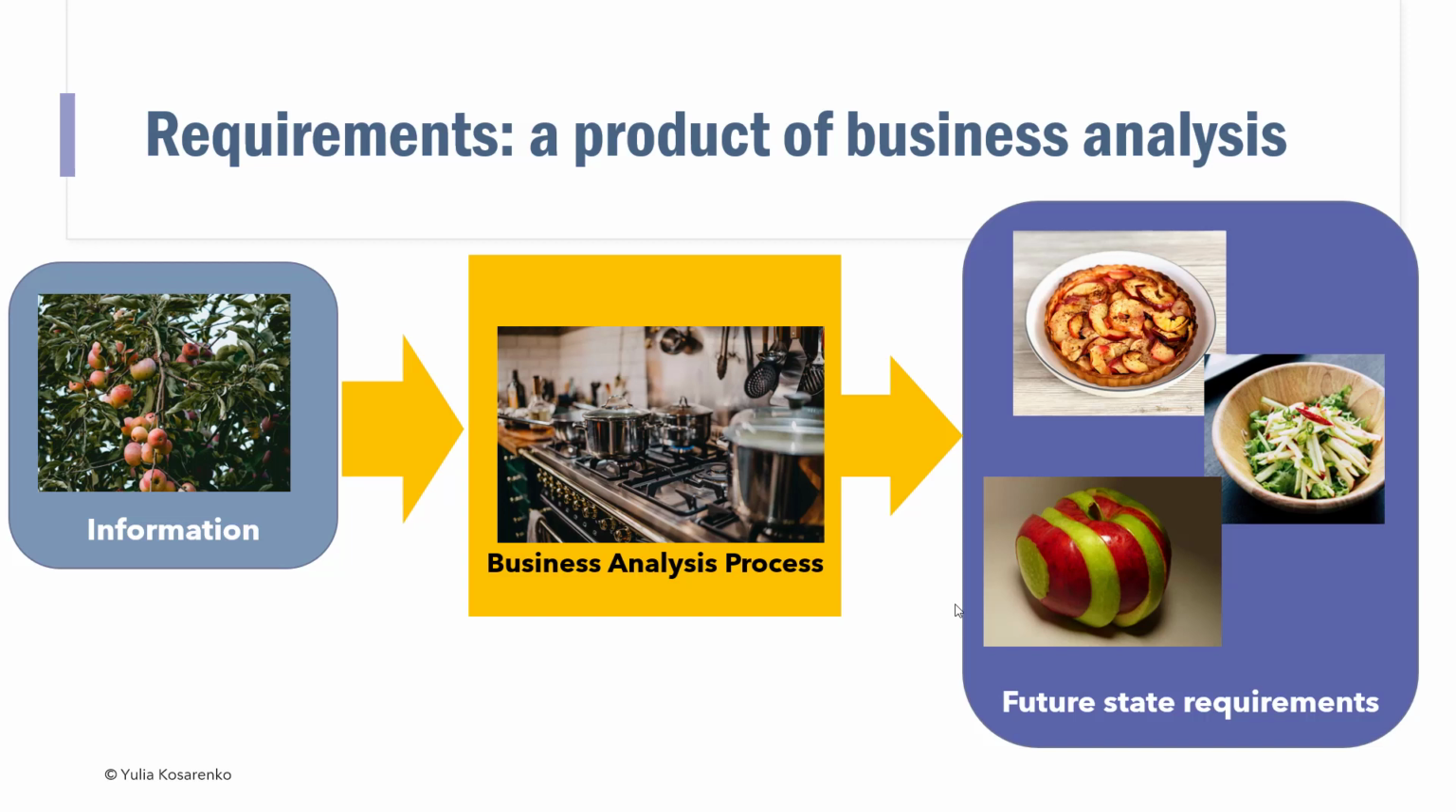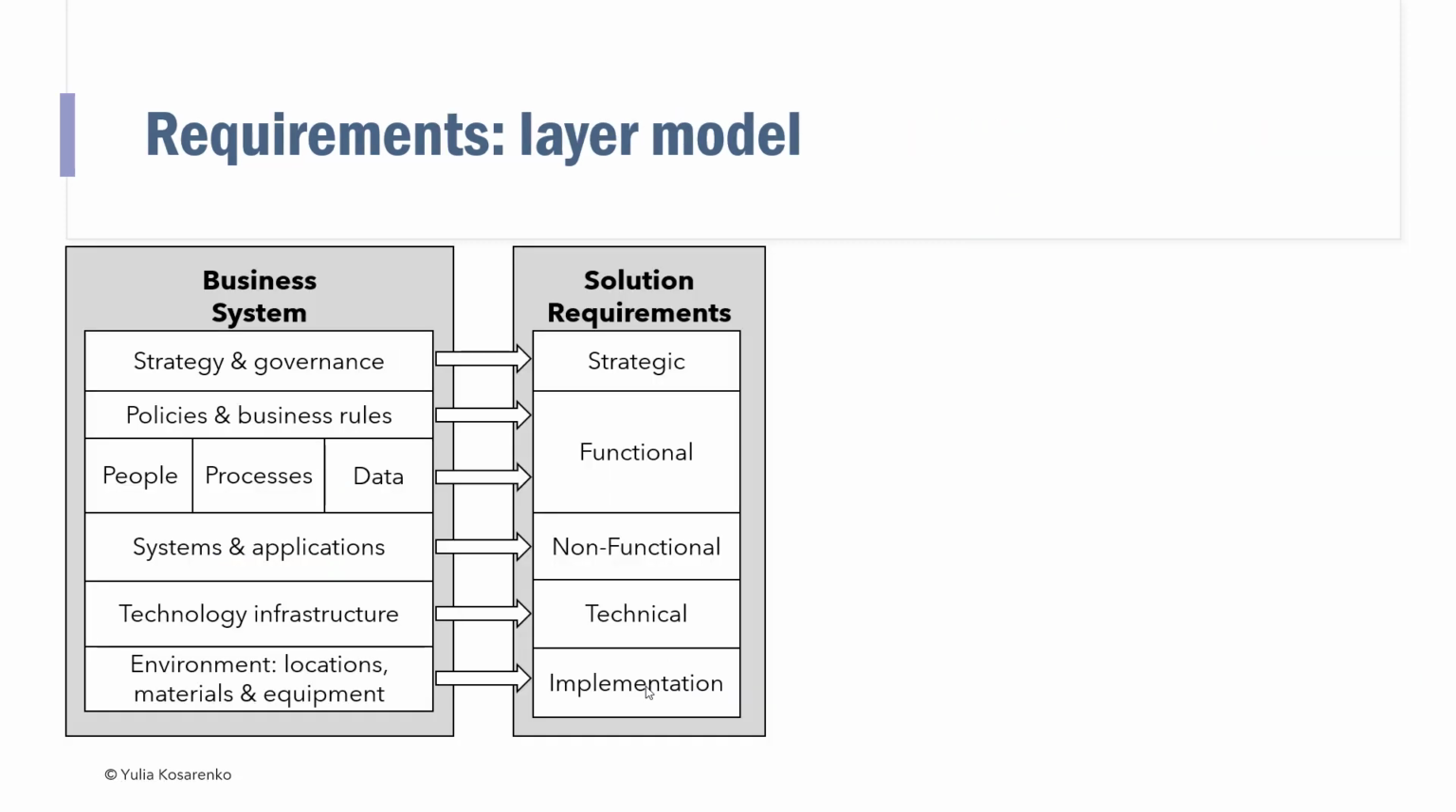You know, maybe you want an apple salad, maybe you want an apple pie, or maybe you want a fancy bicolored apple. What are your future state requirements? You need to figure it out, and that's a process, right? And there are certain activities that need to be done. There is, by the way, another video I've recorded called Understand Business Analysis Process, where we focus on this part here. Today, we will focus more on our outcomes and deliverables.